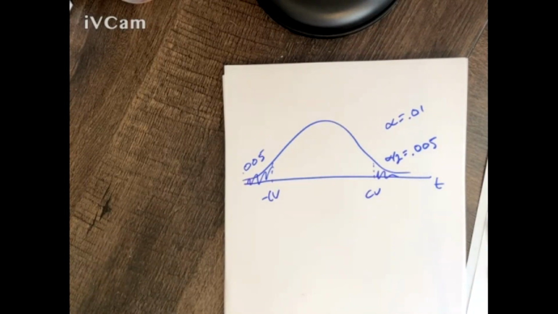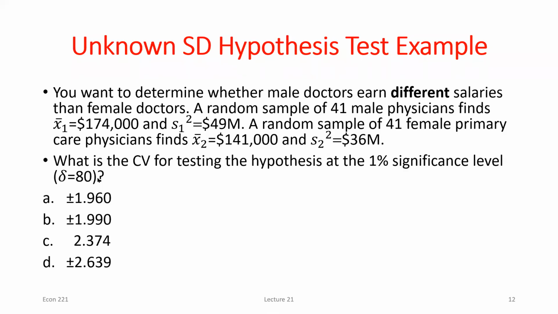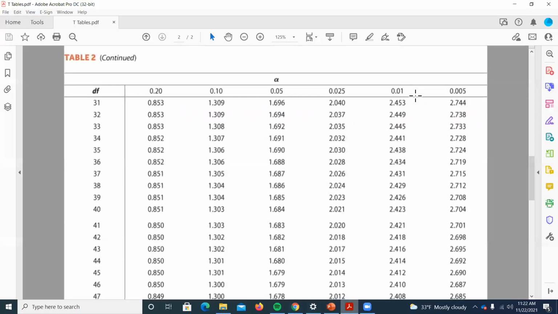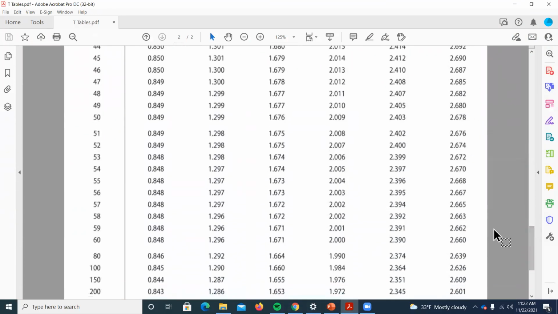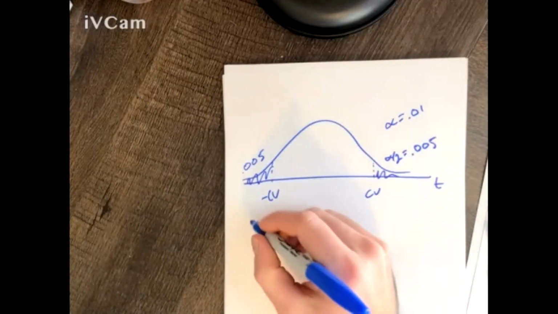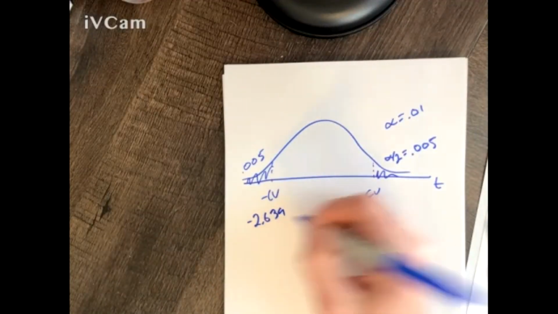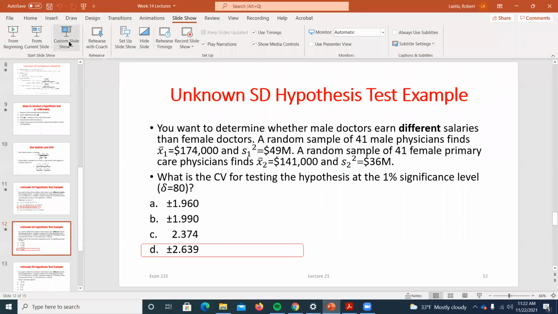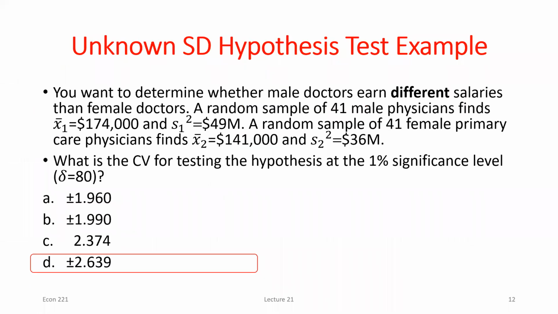So I was given my assumed true degrees of freedom to be 80. We wanted 0.005 in that tail, all the way down here, degrees of freedom of 80. So 2.639, positive and negative, because I've got a two-tailed test here. So I've got two critical values. Okay, well, now that I've got my critical values, go back here.